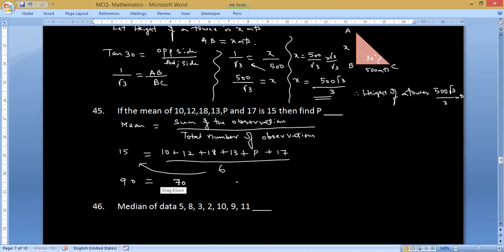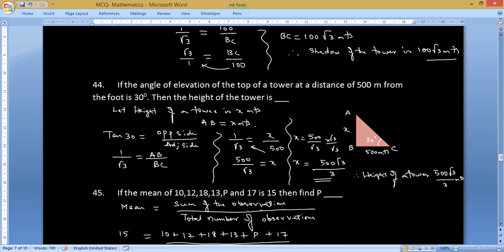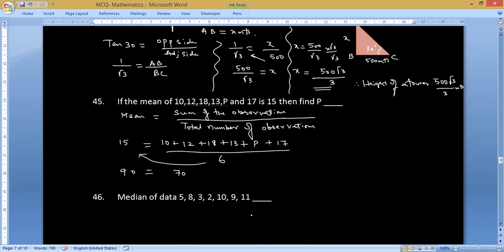plus P, 70 plus P, and move 70 outside. Then P is equal to 90 minus 70. So P is equal to 20.